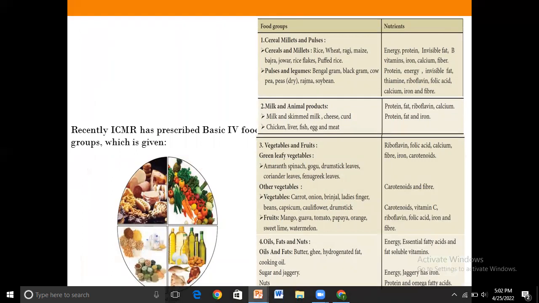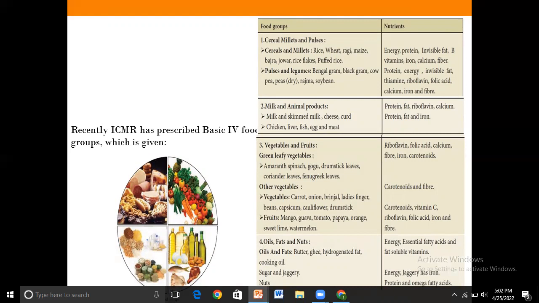Now there is another category, which is the basic four. We just discussed the basic five. Another grouping has also been proposed by ICMR. There is the basic four. Here the first group is intact. The second group is milk and animal products. Instead of meat products, they said animal products, because it means all the egg and all the fish and these things are also included here.